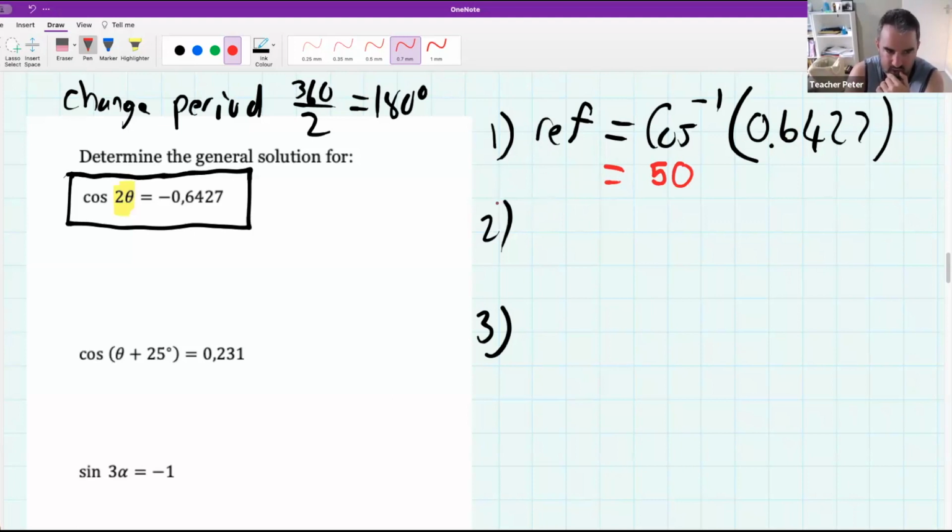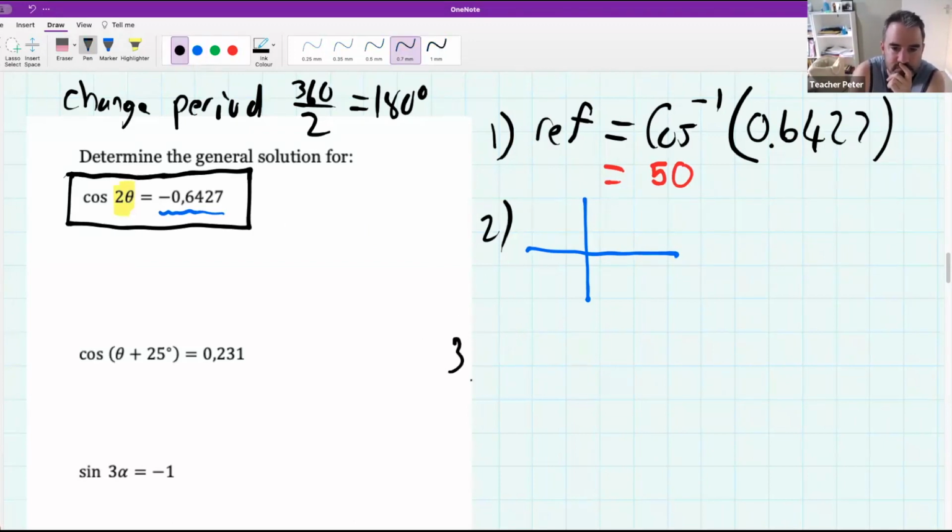Okay. Now, the question is, where is cos negative? Because clearly cos is negative here. I want to know in what quadrants is cos negative? Well, I think I remember because positive here and here, negative must be here and here. And this must be 180 minus the reference angle, and this must be 180 plus.